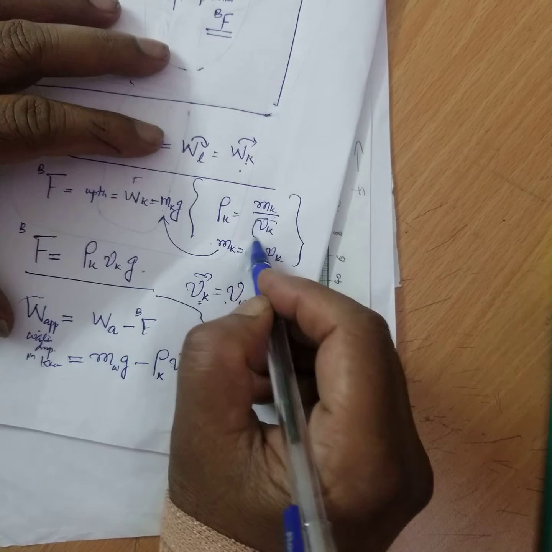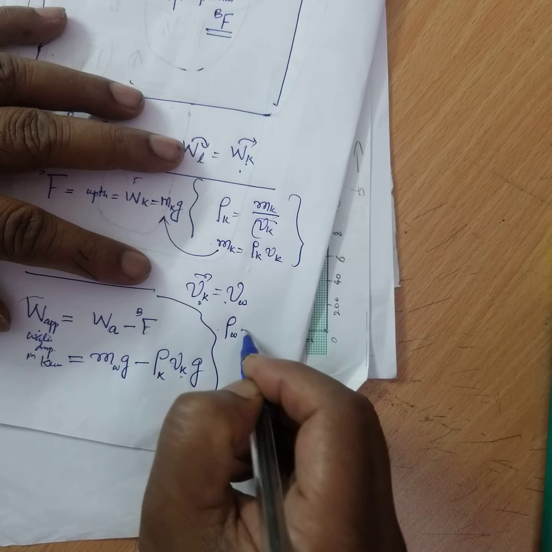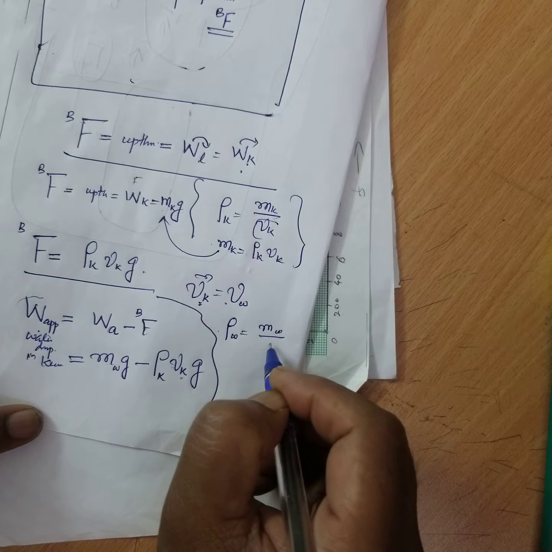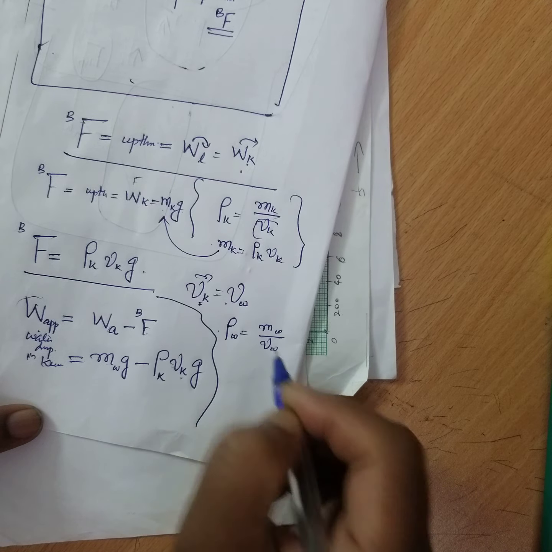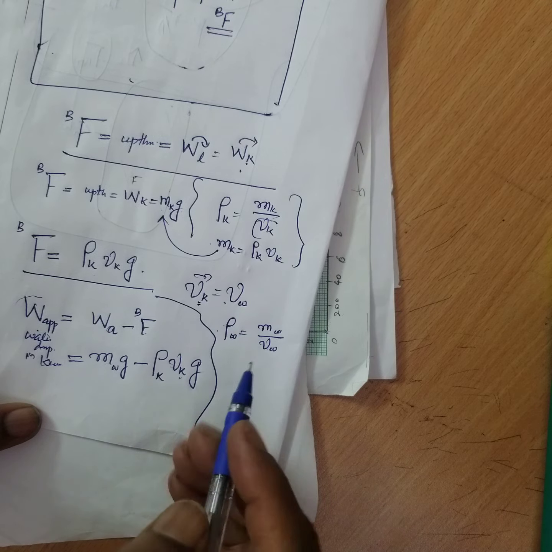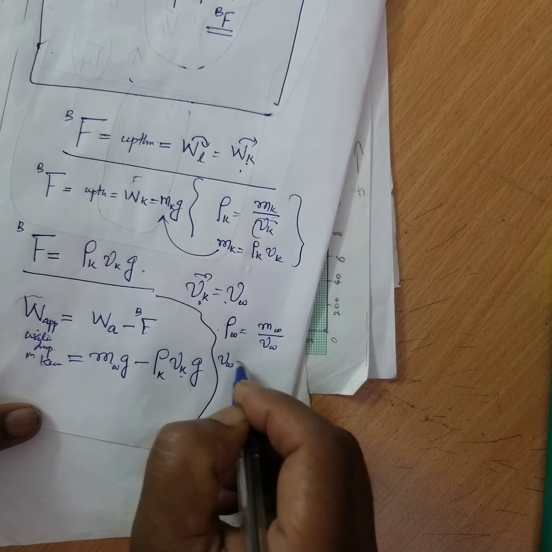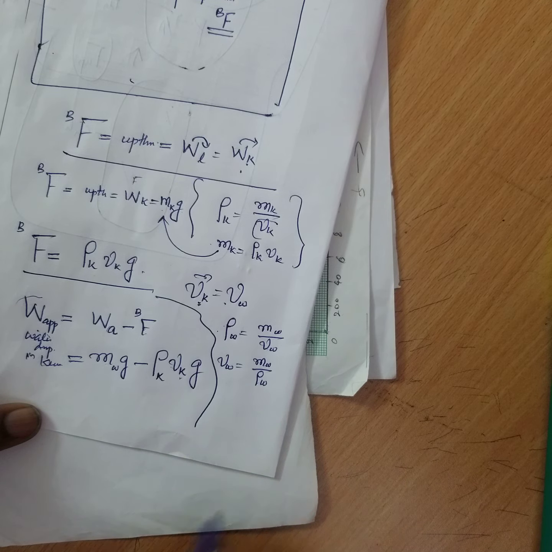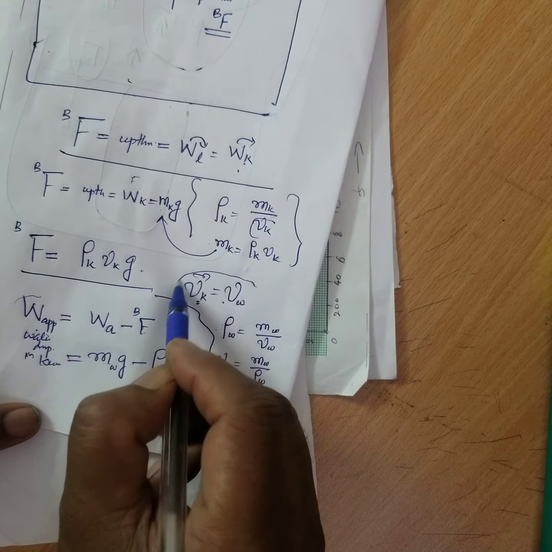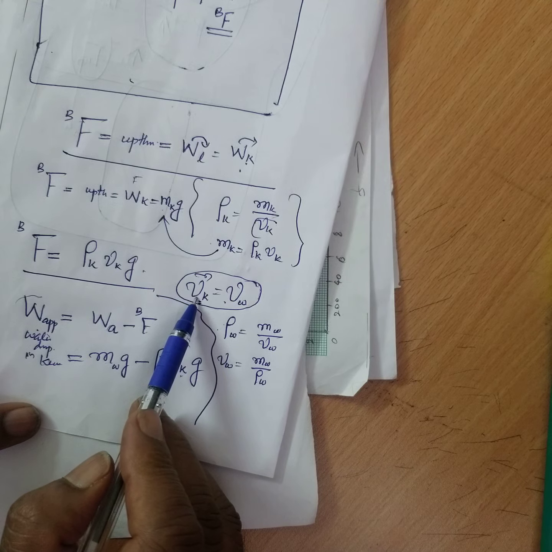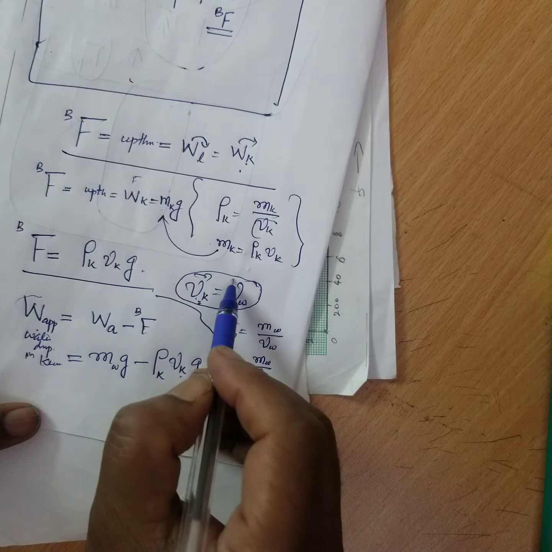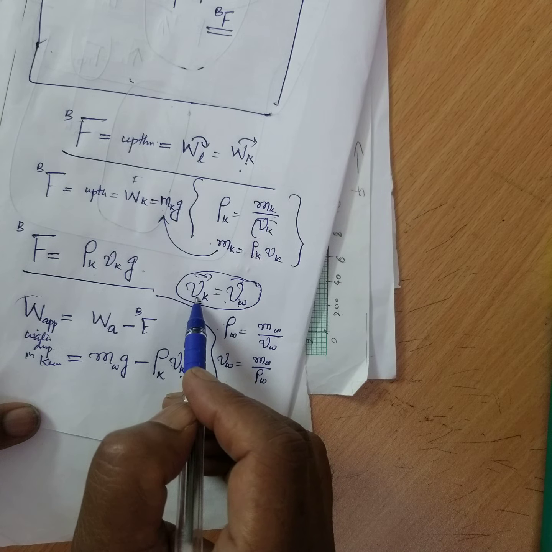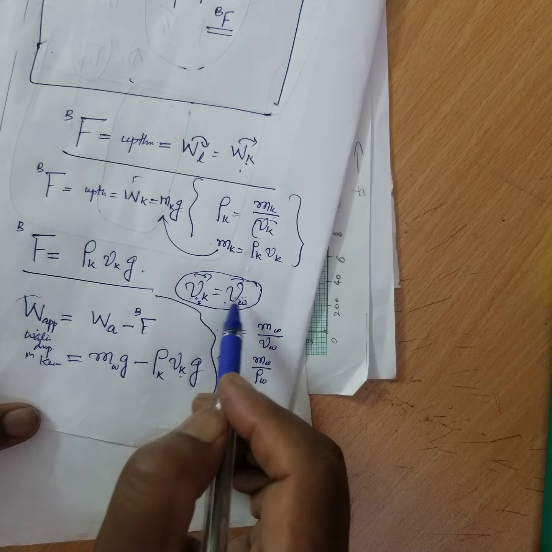But density of water is equal to mass of water by volume of water, right? Cross multiply here. Volume of water is equal to mass of water by density of water. Now I am going to do the substitution. How much kerosene displaced? That is equal to volume of water displaced. This volume of water displaces so much volume of kerosene. The volumes are equal, is it not?